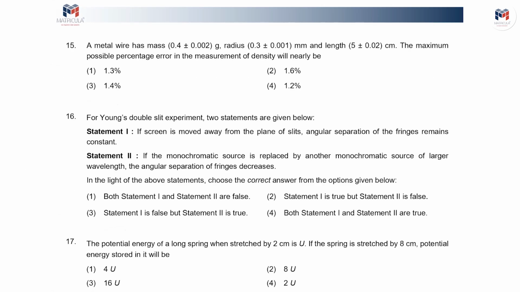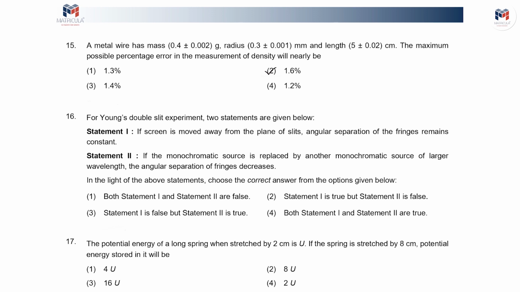Question number 15. A metal wire has mass 0.4 plus minus 0.002 gram, radius 0.3 plus minus 0.001 millimeter, and length 5 plus minus 0.02 centimeter. The maximum possible percentage error in the measurement of density will nearly be. The answer is option number 2, 1.6%.